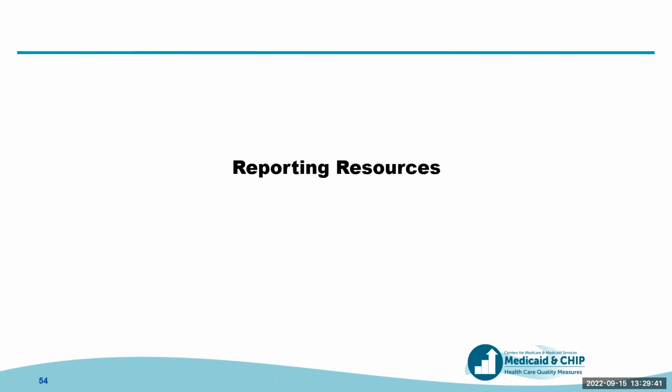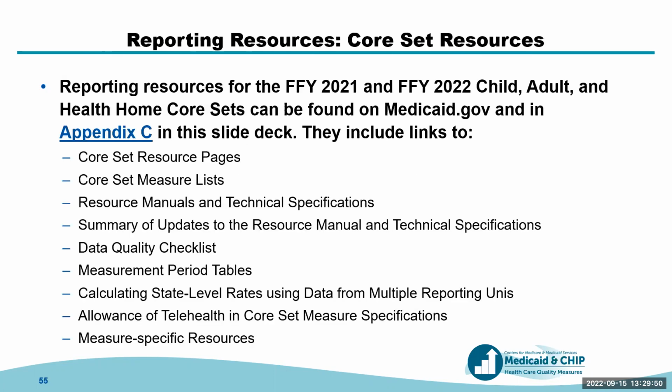And we will now review some reporting resources available to you as you enter your data in the QMR system before we turn to questions. Reporting resources for the FFY 2021 and 2022 core sets can be found on Medicaid.gov and in Appendix C of this slide deck. These resources include many helpful links, including links to recorded trainings on new measures in the 2021 and 2022 core sets, and links to value sets and other resources on Medicaid.gov.